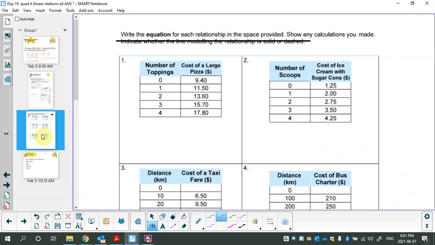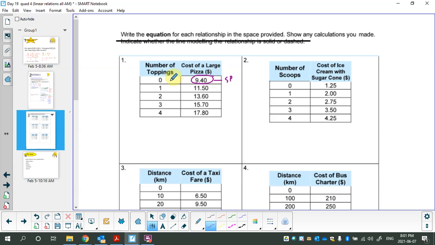We're still going to have to do the same thing, as in we're still going to have to indicate what our letters are, so I'm going to write that stuff off to the side. Our goal is still the same. Write the equation for each relationship in the space provided. Show any calculations you made. So, what I'm going to do first of all is point out the starting point, if I can. So the starting point for this question is $9.40.